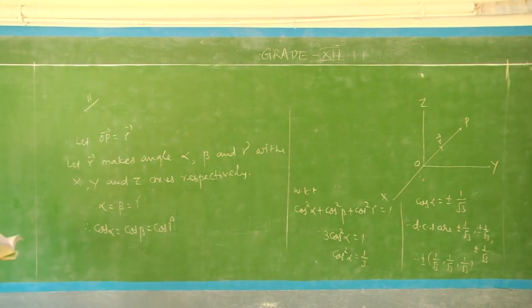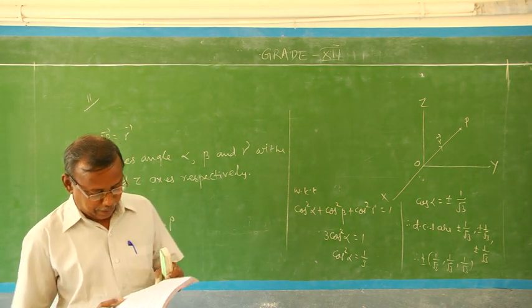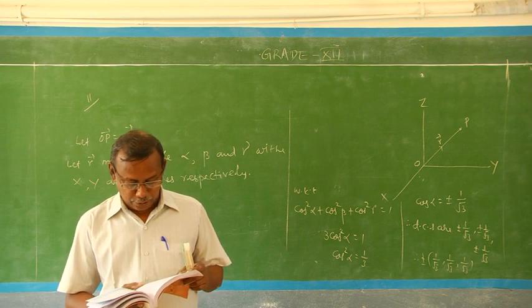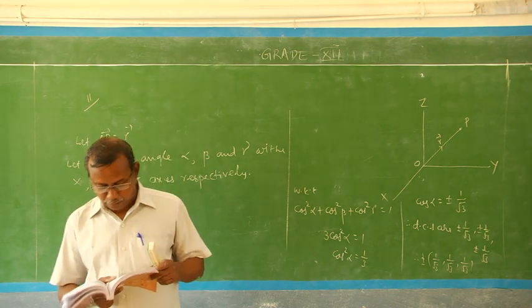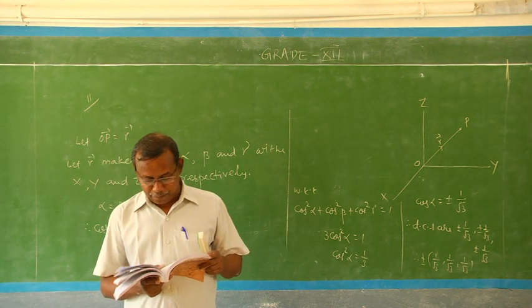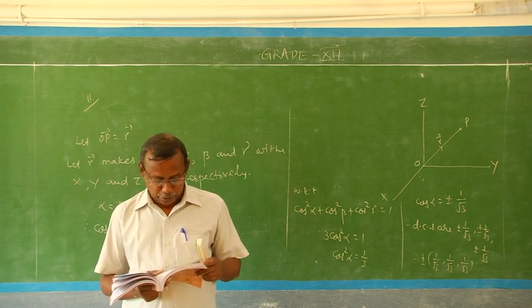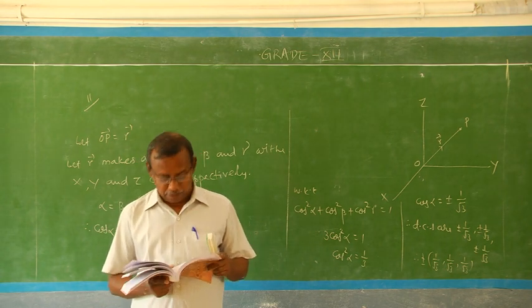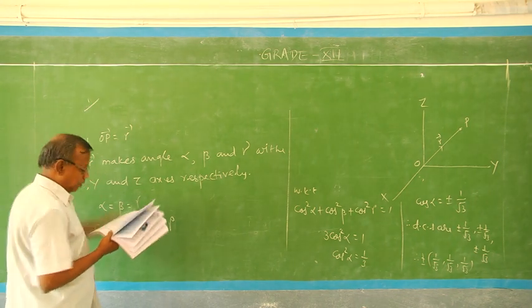Now, let us go to problem number 12. Let A vector equal to i cap plus 4j cap plus 2k cap and B vector equal to 3i cap minus 2j cap plus 7k cap, and C vector also given, C vector equal to 2i cap minus j cap plus 4k cap. Find a vector D vector which is perpendicular to both A vector and B vector. Also given that C vector dot D vector equal to 15. Now problem number 12.